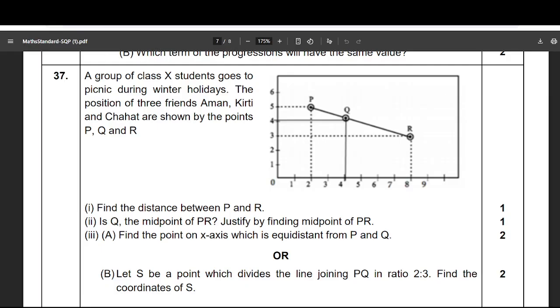The question is: a group of class 10th students goes on a picnic during winter holidays. The positions of three friends, Aman, Kirti and Chahat, are shown by the points P, Q and R. These are the points plotted on the Cartesian plane. The question is, find the distance between P and R.